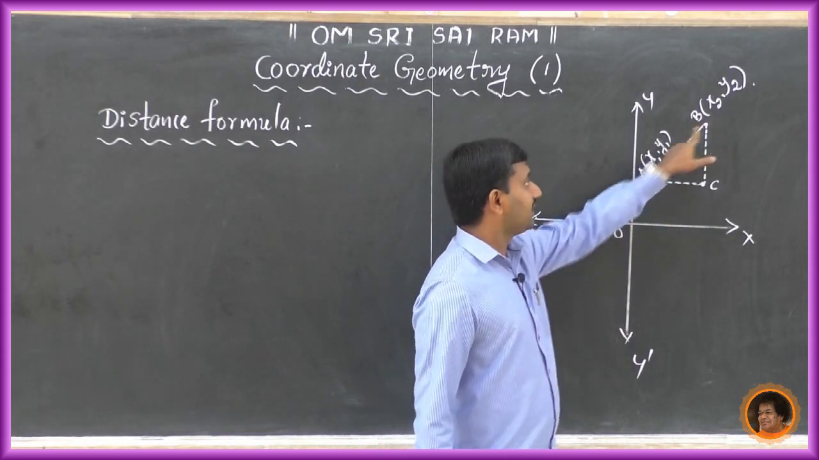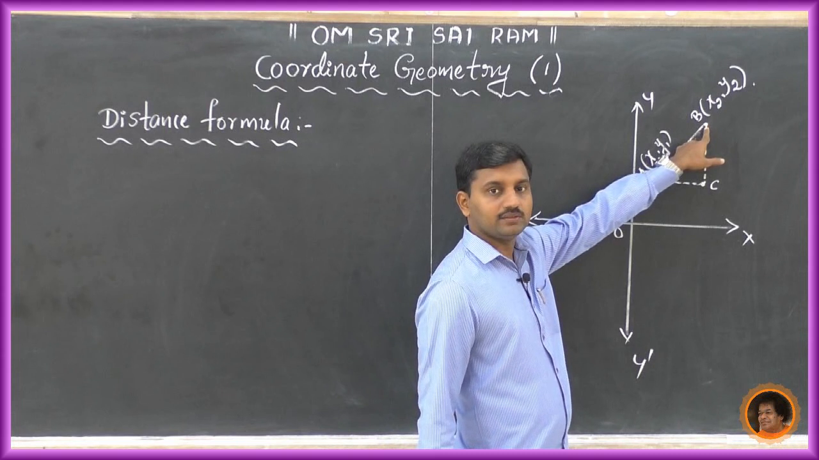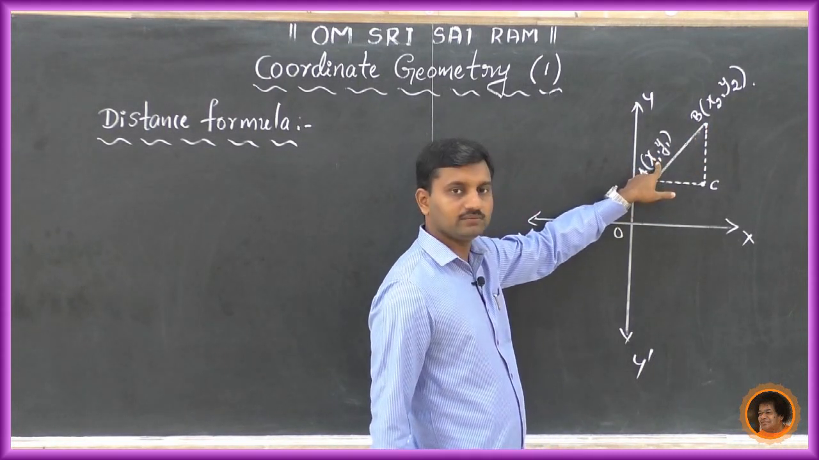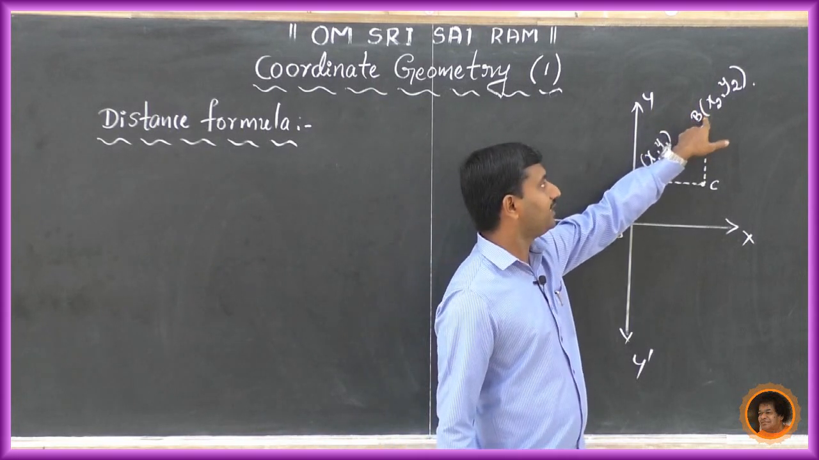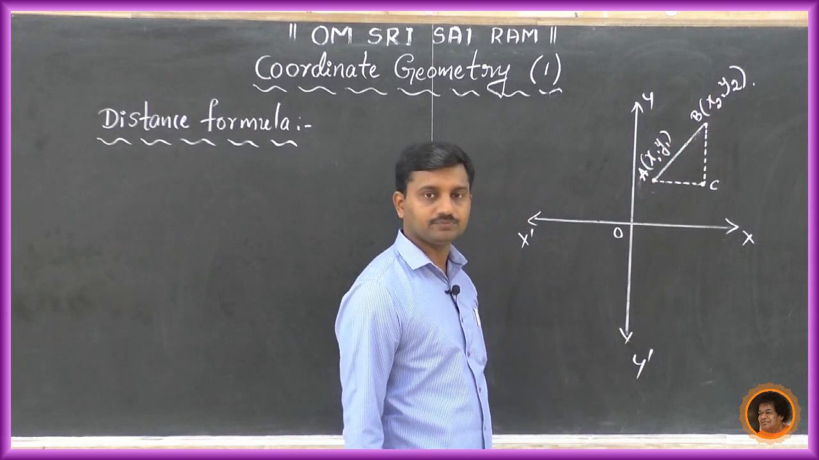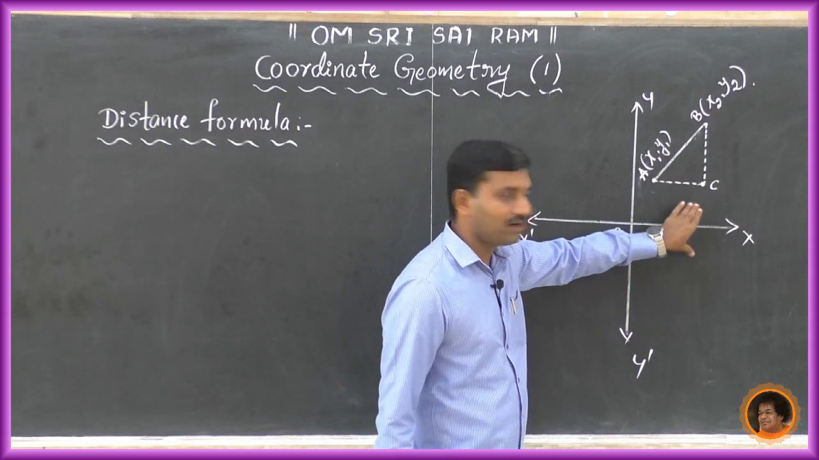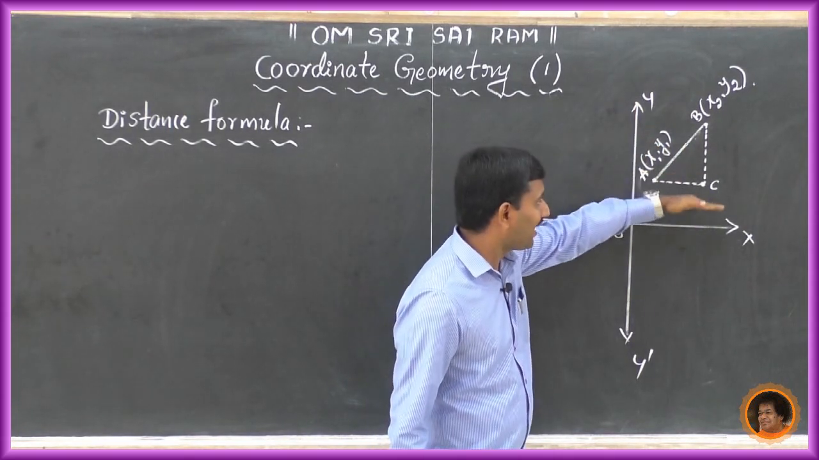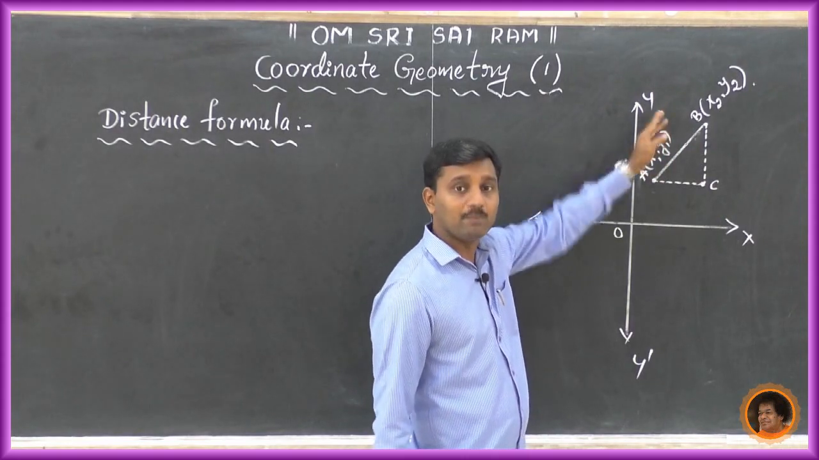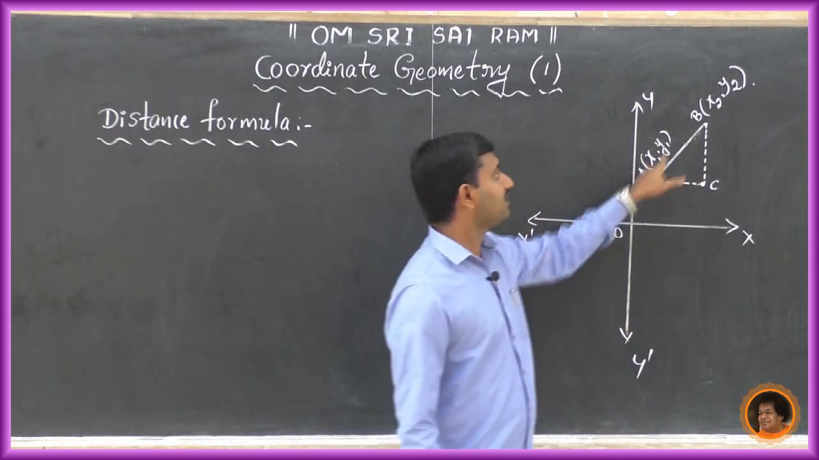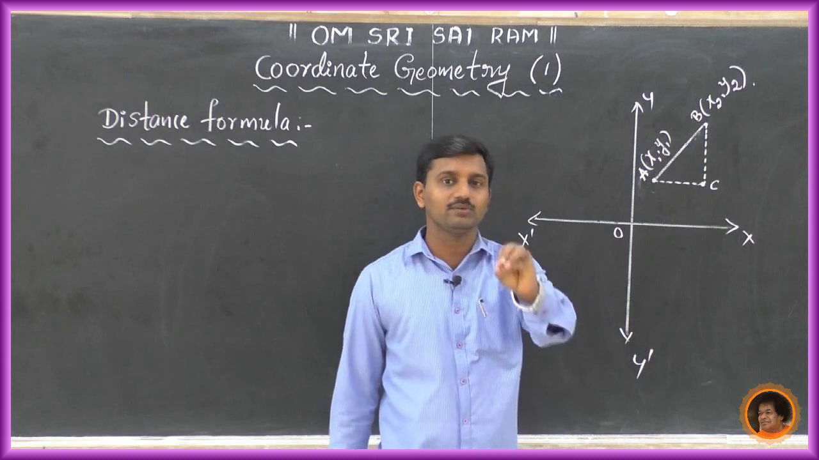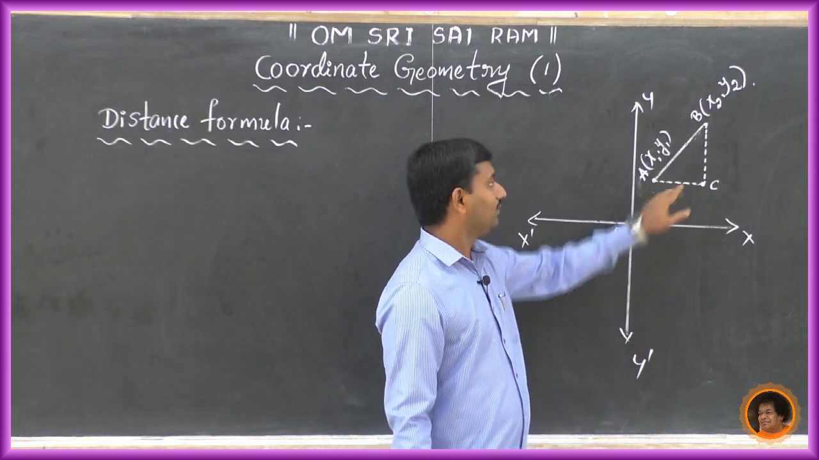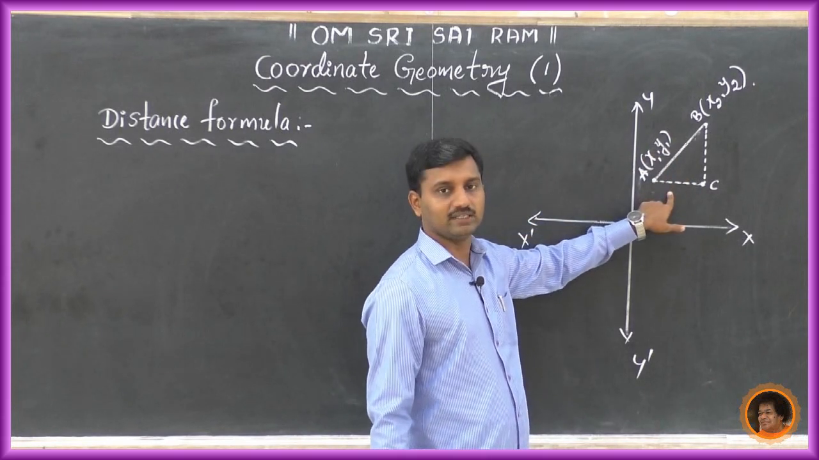The coordinates of the point A are x1, y1 and the coordinates of the point B are x2, y2, which do not lie on the x-axis or the y-axis, or are not parallel to the x-axis or the y-axis. But how to find the distance between A and B? We can use the Pythagoras theorem. To apply the Pythagoras theorem, we require a right angle triangle.